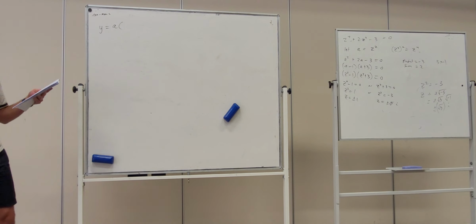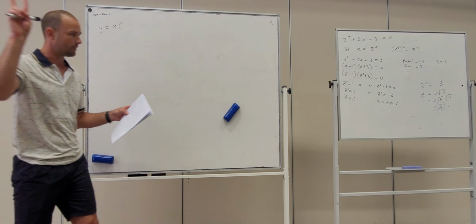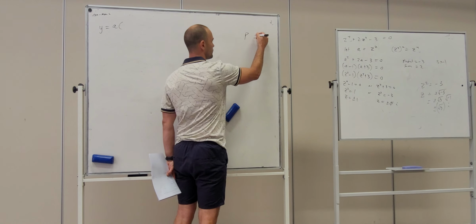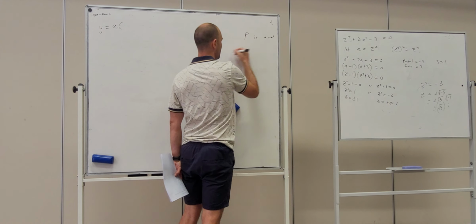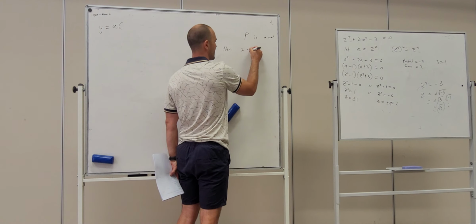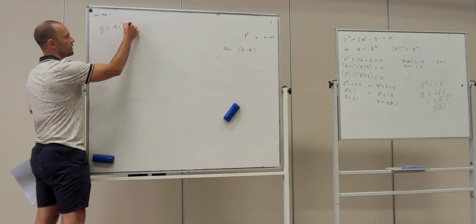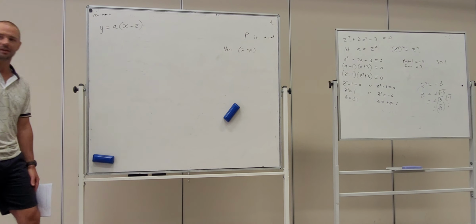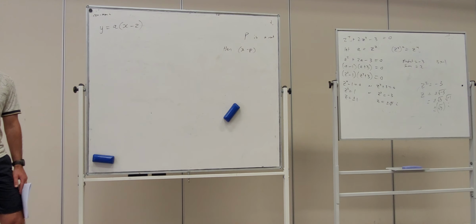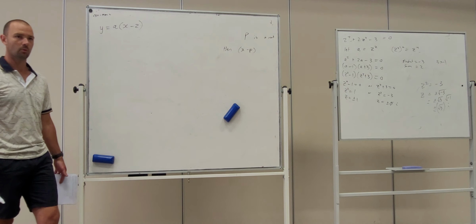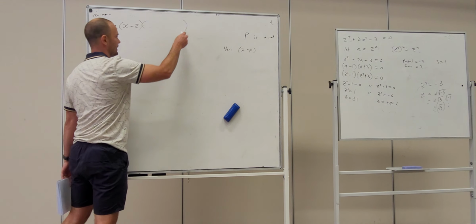Now, we have a root of 2. Remember we said if p is a root, then x take p is a factor. We have 2 is a root, therefore x take 2 is a factor. That's the first part we have of our cubic polynomial. Then we've got to multiply it by something else.